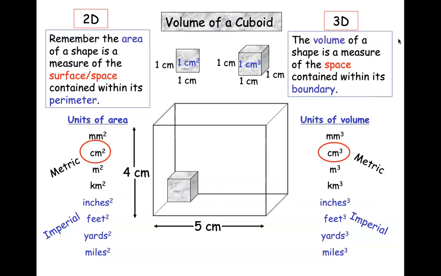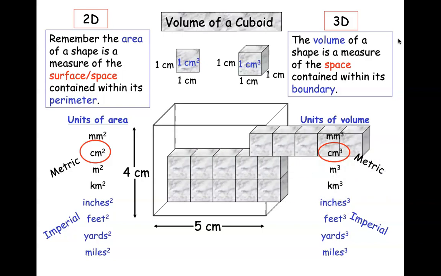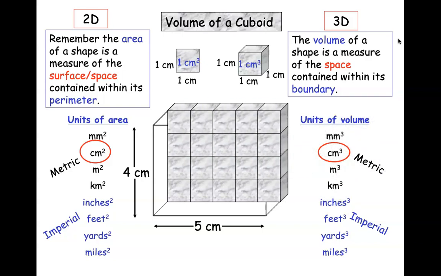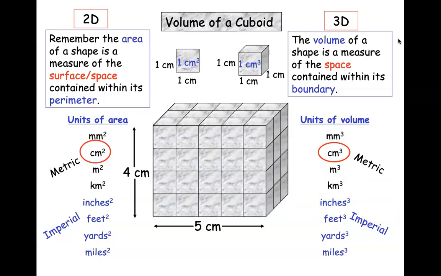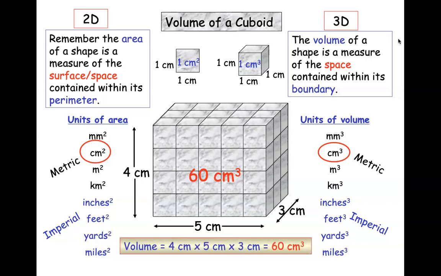and we need to figure out how many of those 1 centimeter cubes are going to fit into this cuboid on the screen. Okay, and there you can see in one layer we've got 20 centimeters cubed, in 2 layers 40, and in 3 layers 60 centimeters cubed. And that, I'm hoping you've worked out, is 4 times 5 times 3. That is also equal to 60.